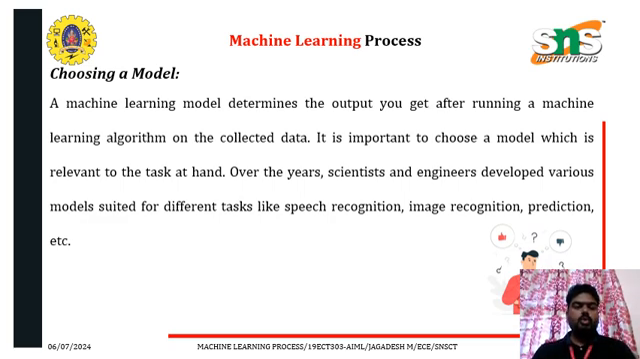The next process is choosing a model. A machine learning model determines the output you get after running a machine learning algorithm on the collected data. It is important to choose a model which is relevant to the task at hand. Over the years, scientists and engineers developed various models suited for different tasks like speech recognition, image recognition, and prediction, etc.